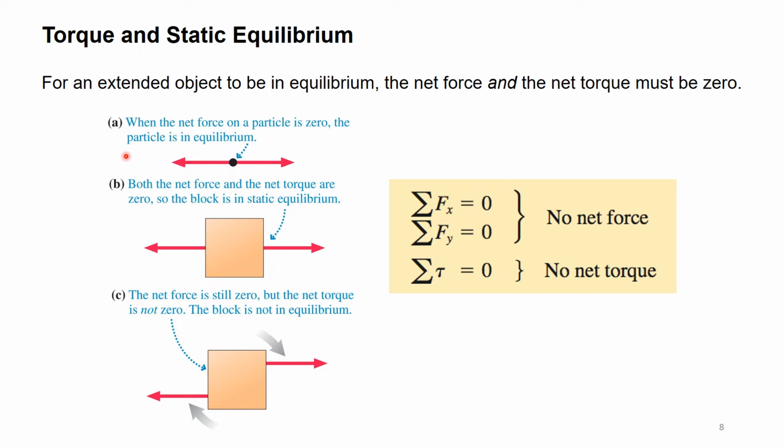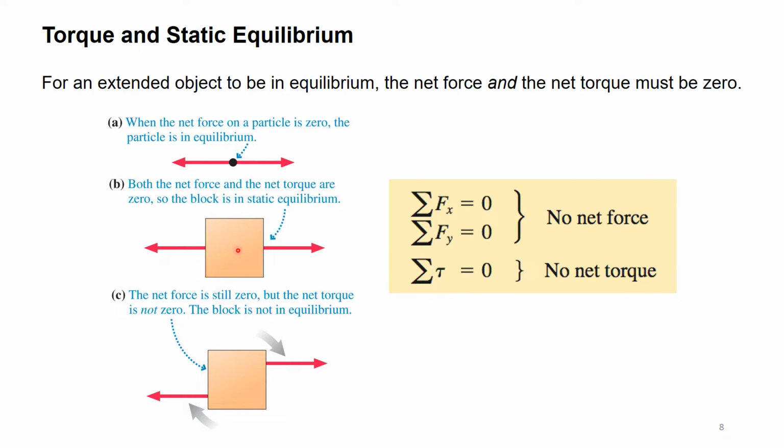So let's look at the diagrams given. Here we have a point particle, and we have two forces acting on the particle in opposite directions, and the forces cancel. So this particle is at equilibrium. There is no net force acting on the particle.